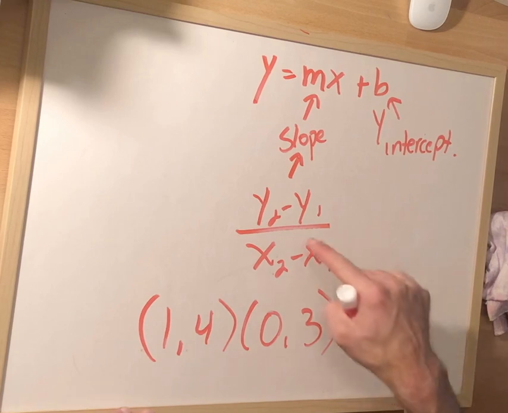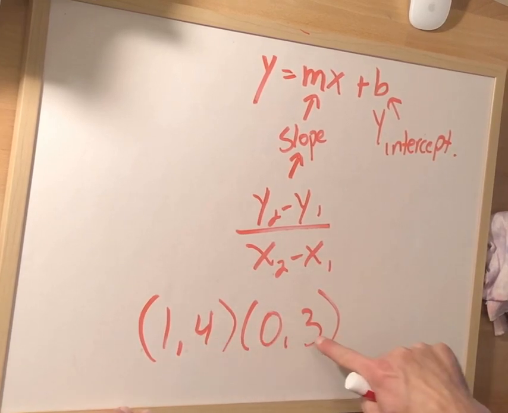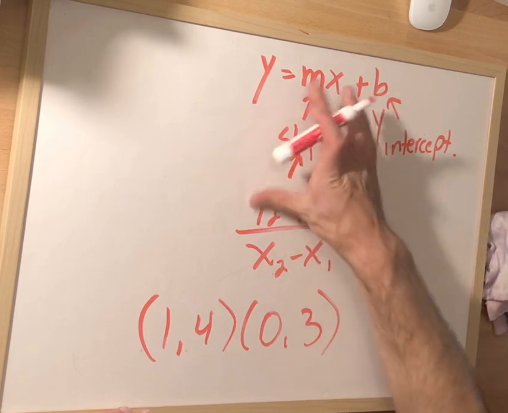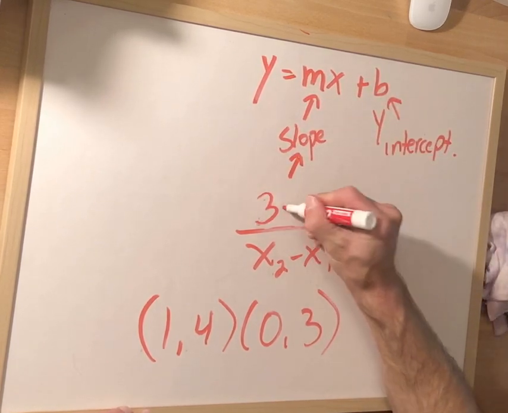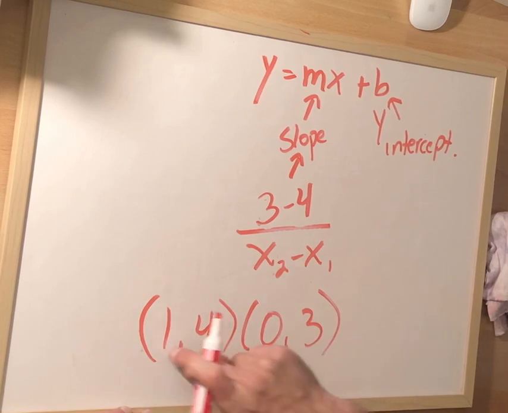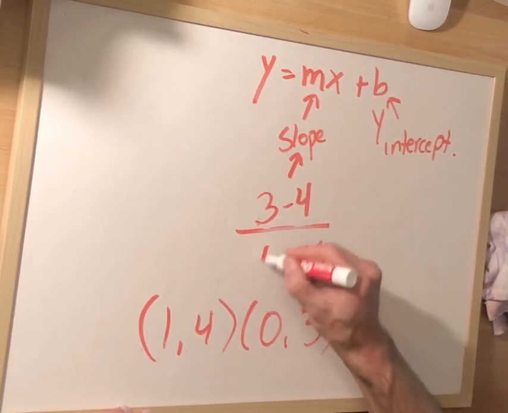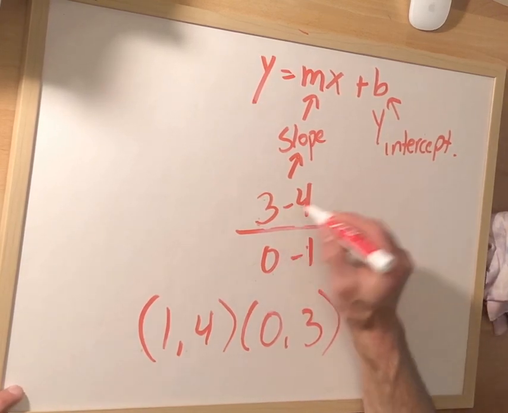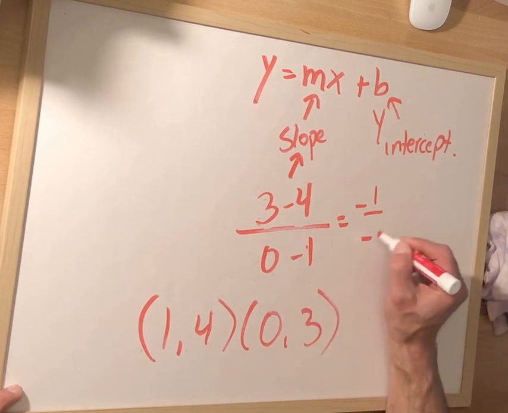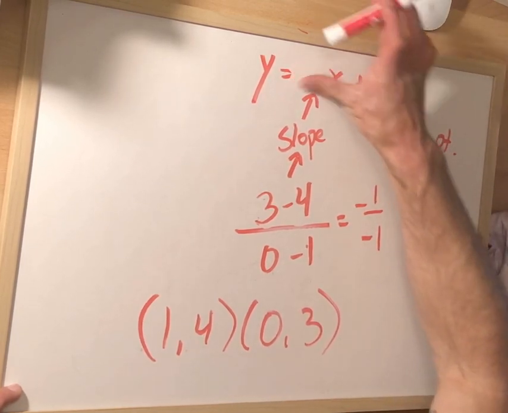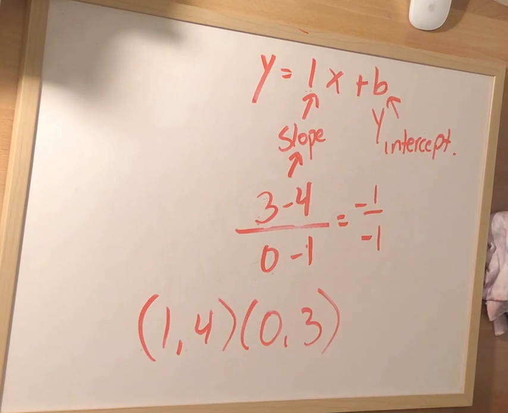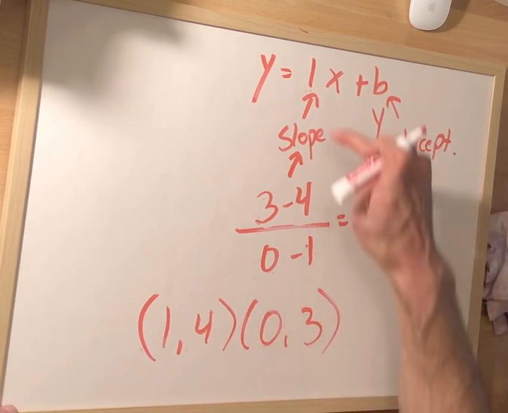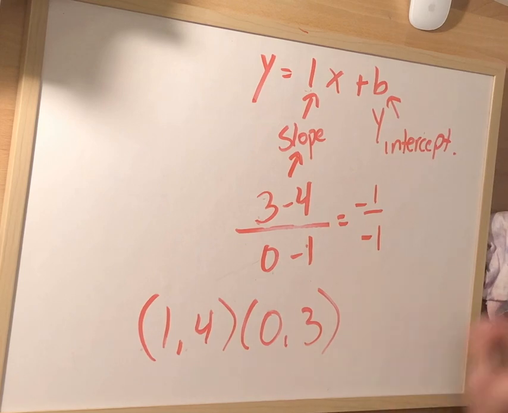What you're going to do is you're going to plug in y2 minus y1, 3 minus 4, over x2 minus x1, 0 minus 1. So this is going to equal -1 over -1, which is a positive 1. And then the little more difficult one was writing this as an equation of a line. So if you have two coordinates, once you find your slope, this part is done.